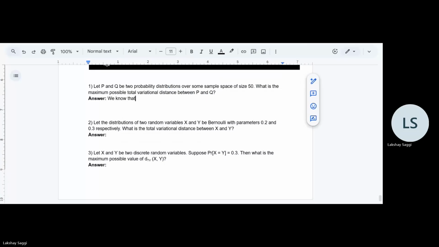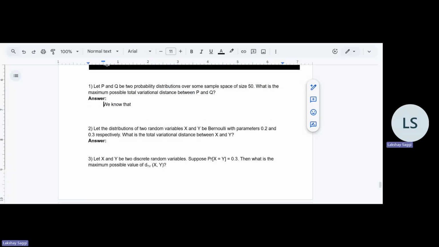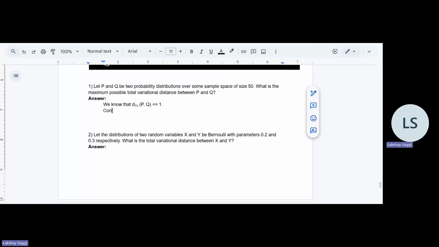To show that something is the maximum possible, we need to show an upper bound, and we need to show a matching instance of distributions P and Q at which the total variation distance actually takes that value. So we'll show that the total variation distance between P and Q can be at most 1. We know that the total variation distance between P and Q is less than or equal to 1.